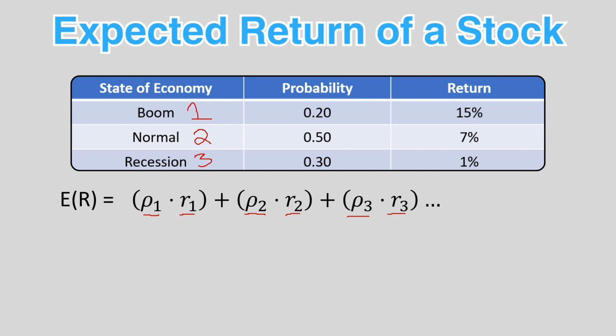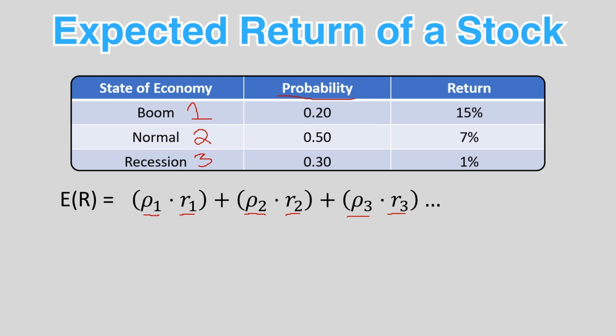Another thing to note is that the probability, or the weight column, should always add up to 100% or 1. In our case, it obviously does. 0.2 plus 0.5 plus 0.3, or 20% plus 50% plus 30%, is 100%, or 1.